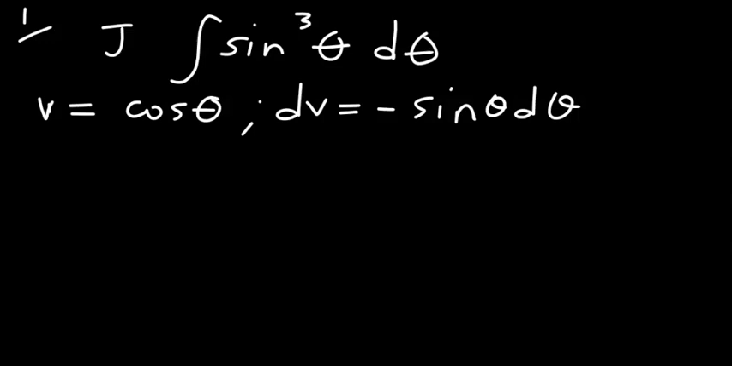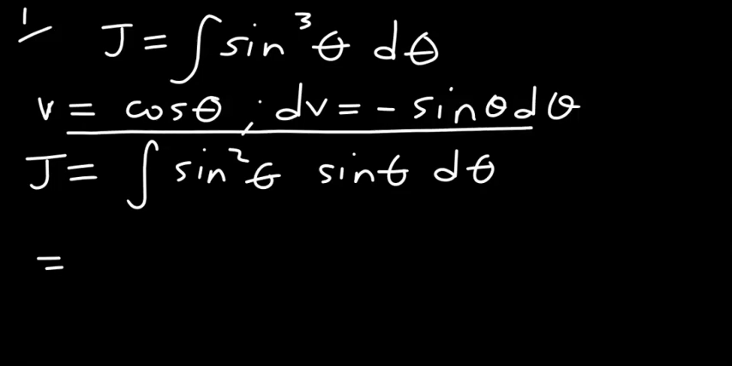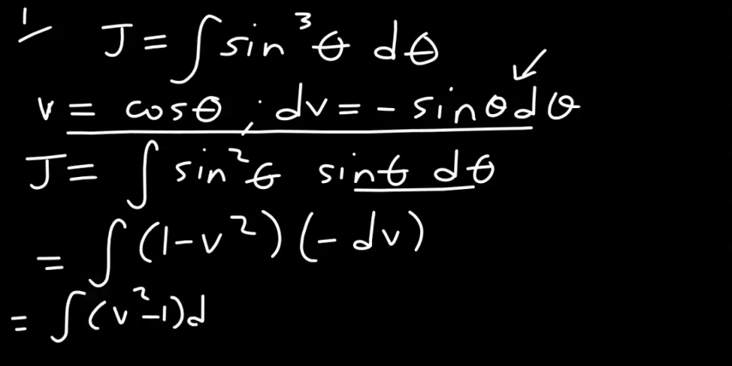So first let's call this integral J. Let's rewrite J a little bit. It's essentially sine squared theta times sine theta d theta. And you see that with this substitution, sine squared, which is just 1 minus cosine squared, in terms of v becomes 1 minus v squared. And sine theta d theta from that differential is just minus dv, so we get the integral of v squared minus 1 dv.